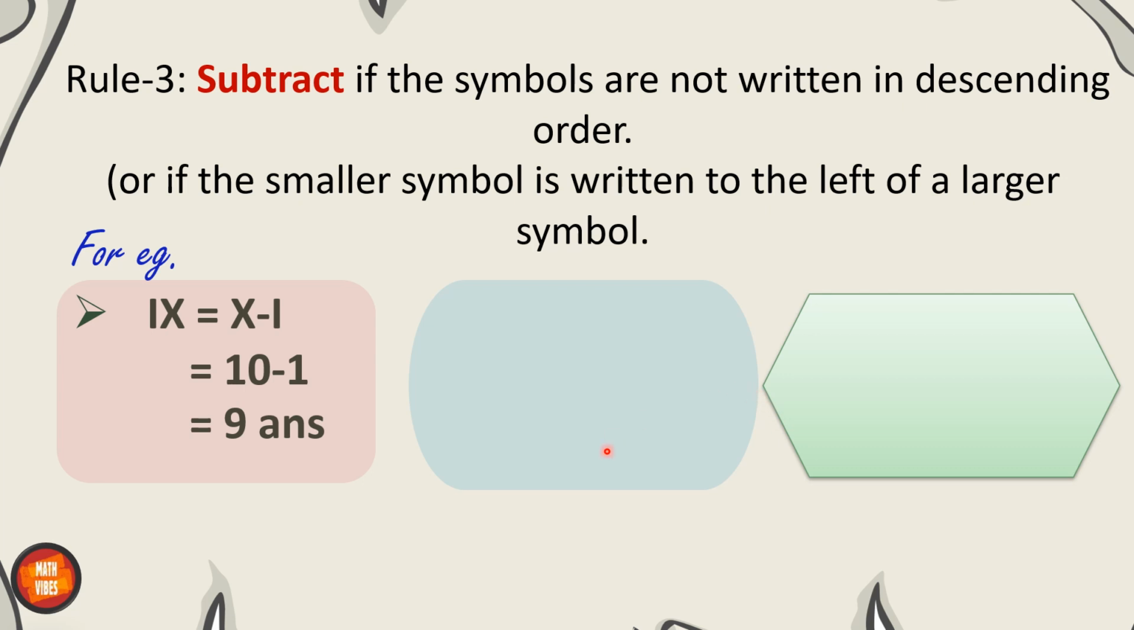Next, rule 3 is subtract if the symbols are not written in descending order. If the order is from big to small, descending order, then you will add them. But if they are not in descending order, then what to do? Then we will subtract. How? From big to small. We will subtract the smaller number from the bigger number.